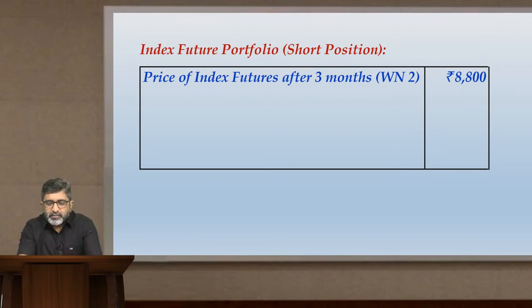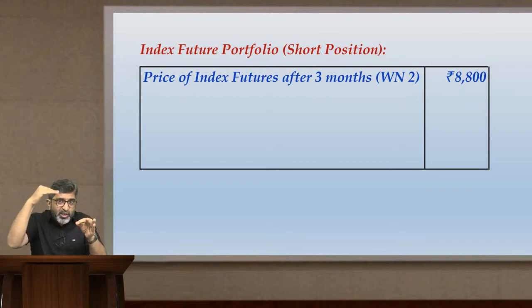Simple point. Price of the share originally was 400. This price is rising to 448. So 400 became 448. Increase is by 48. 48 divided by the base price 400, it is a 12% increase in your share price. So 12% increase in your share price, correct? It would indicate 12% increase in the share price divided by beta, which is 1.2.